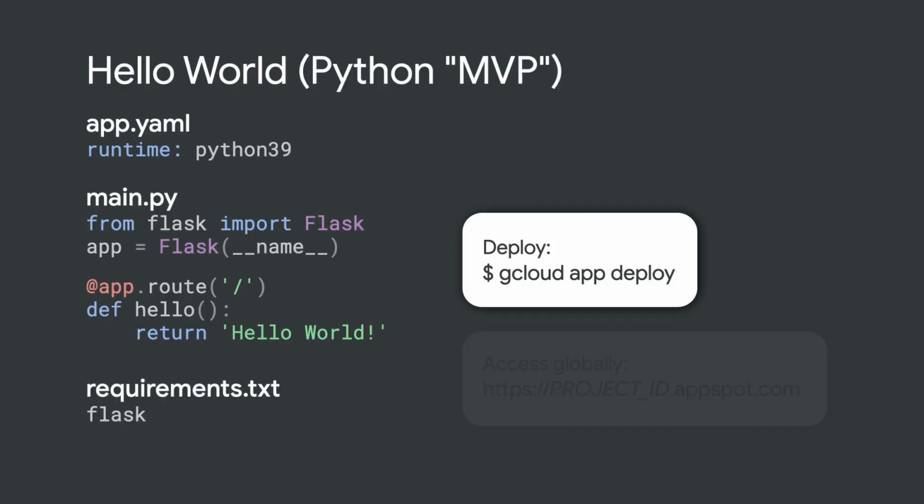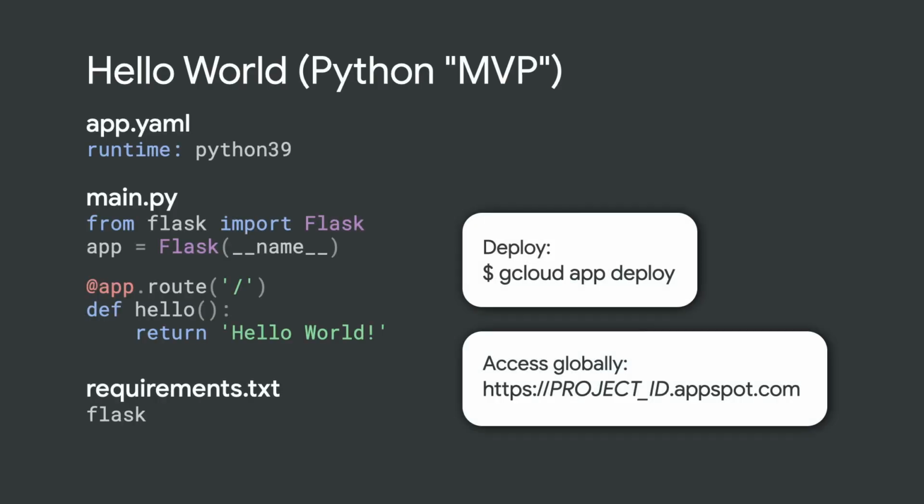And here's your Python MVP, or minimally viable product. It's made up of just three files. This is the world's smallest web app. And once you have these three files and you've downloaded the Google Cloud SDK, you can run the gcloud app deploy command. And in under 60 seconds, your app will be available around the world at a predetermined URL that we give you.